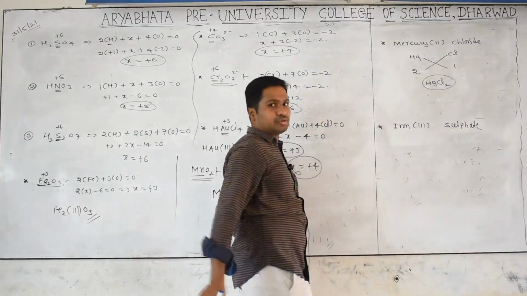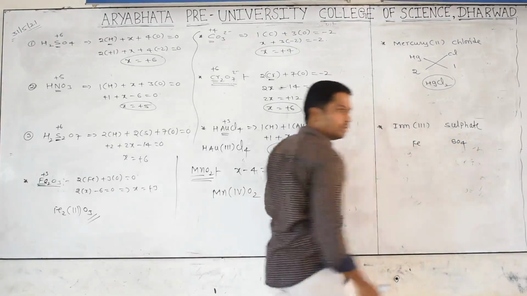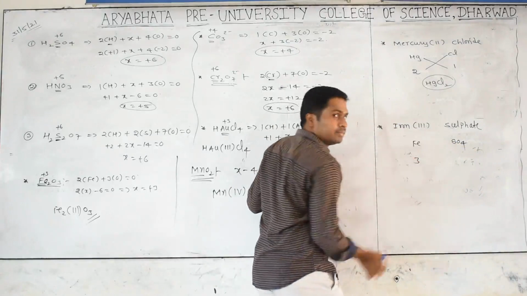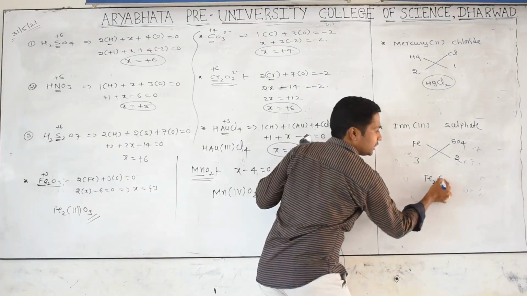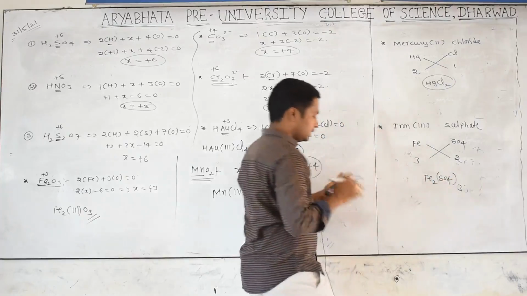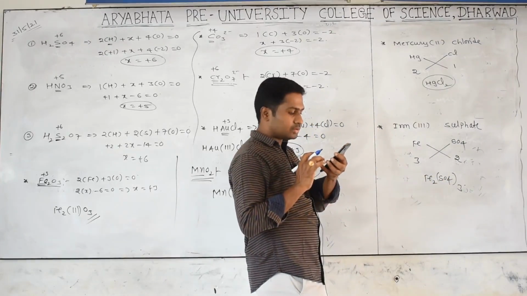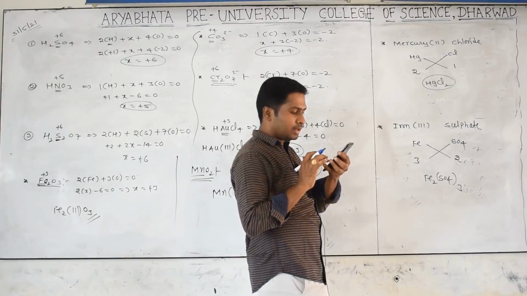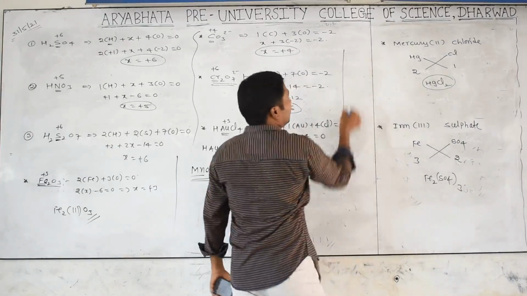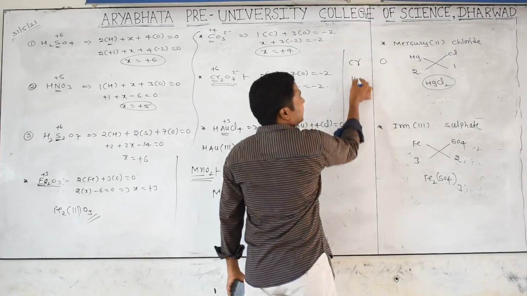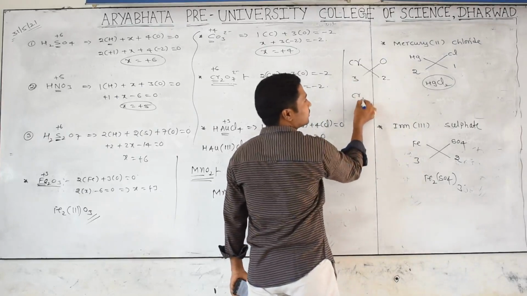Find the oxidation number as usual. Okay, iron symbol is Fe, sulfate symbol is SO4. Iron oxidation number is 3, sulfate charge is 2. Do cross. What are you getting? Fe2(SO4)3. Just see some other species. For example, tin, iron sulfate, nickel sulfate, and chromium oxide, chromium(III) oxide: chromium 3, oxygen 2. Write down here like this. Then do cross. What are you getting?